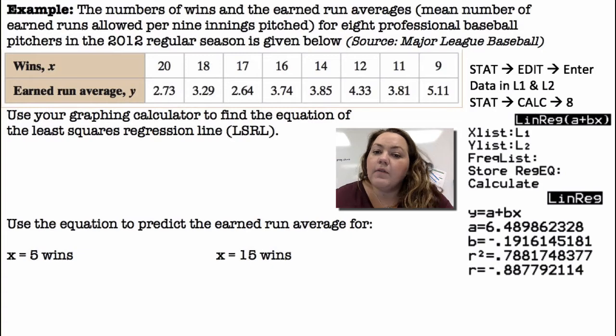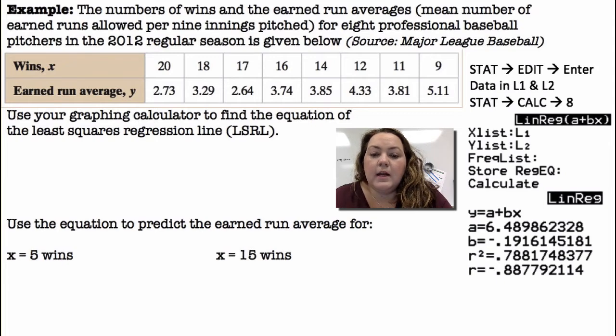Once you have the data in your lists, go to Stat, over to Calc, and do a linear regression. For statistics, we use the a plus bx option, which is Stat, Calc, and then the number 8. It will pop up with options: your X list is List 1 and your Y list is List 2. For most of you that's already set up, so you just go down to Calculate.